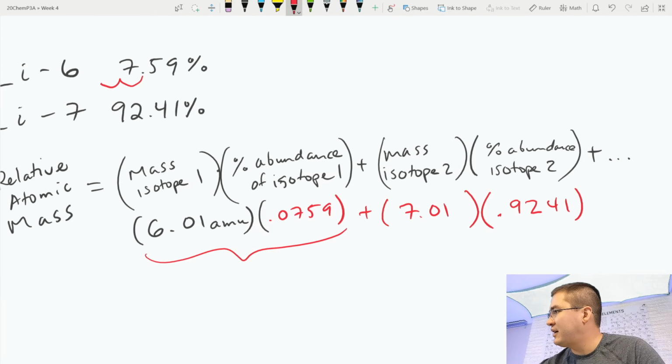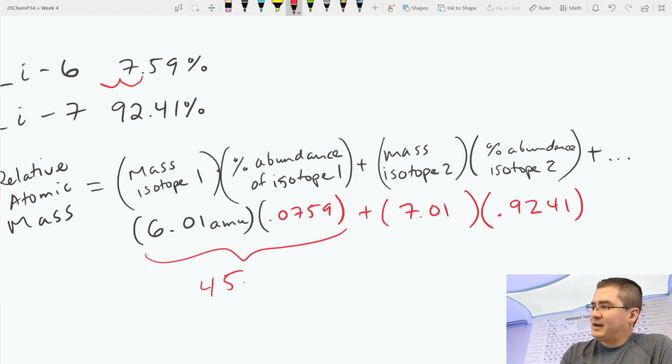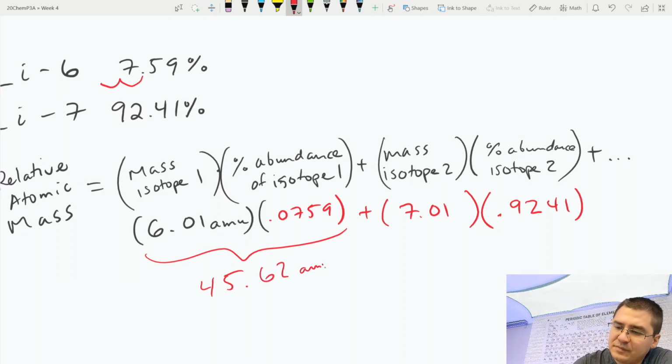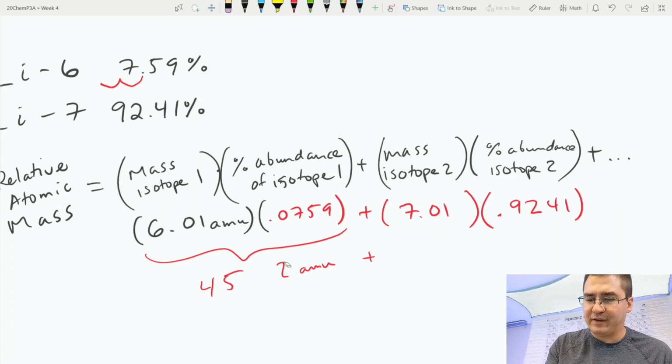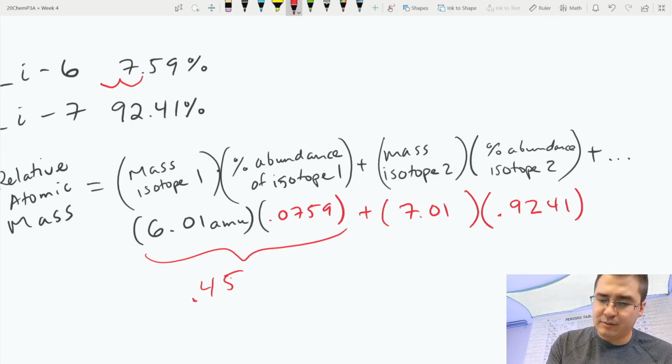I'll get my calculator. 6.01 times 0.0759, and let's see, I had 3 sig figs and 3 sig figs, so I'm going to carry extra sig figs to the end and then decide what we need to do. So let's just say 0.4562, sorry, not 45.